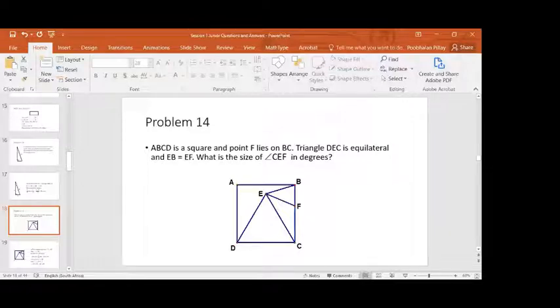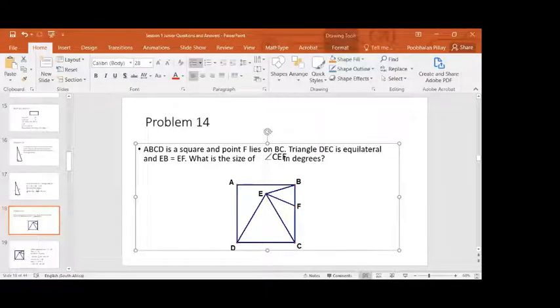By the time we come to session 4, we would have finished maybe between 70 and 80 problems. We're now looking at problem 14 of the 2020 paper. ABCD is a square. All the sides are equal, all the angles are 90 degrees. So just remember that.